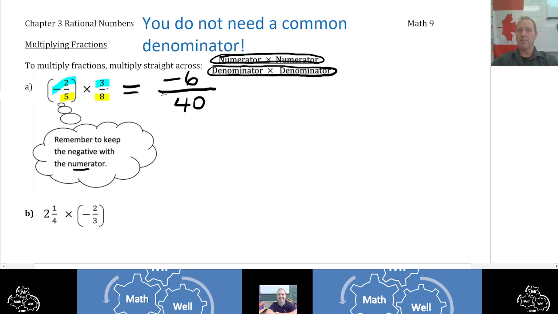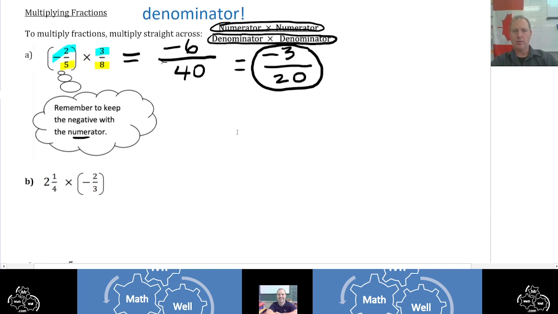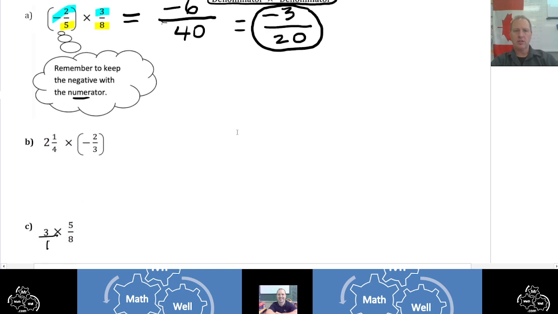And it's as simple as that, except for the fact that we do want to simplify our answer. So you look at this fraction and you say, hey, I think I can divide both of those by 2 pretty evenly. And you can. So this is going to reduce to negative 3 divided by 20. And that's as far as you can reduce that. Okay? All right, let's move to the next one. I'm going to show you a bit of a shortcut or a little different way to do that in a bit, but let's get some more practice here with the positives and negatives.